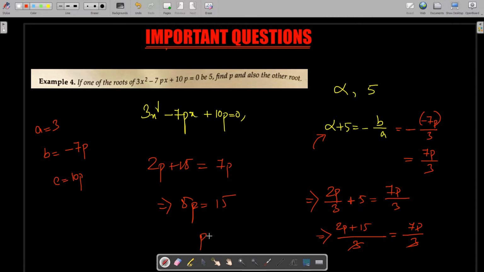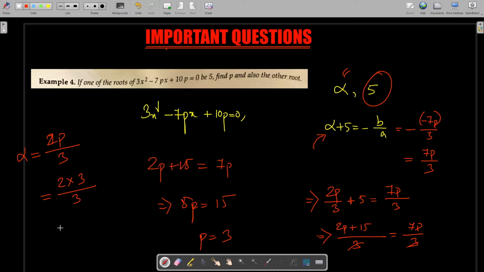So what's the value of p? P is equals to 3. Then what will be the value of alpha? One root is already 5, we need to get the value of alpha. Alpha was 2p by 3, so it will be 2 into 3 divided by 3. So the value of alpha will be 2. So the other root of the equation will be 2.